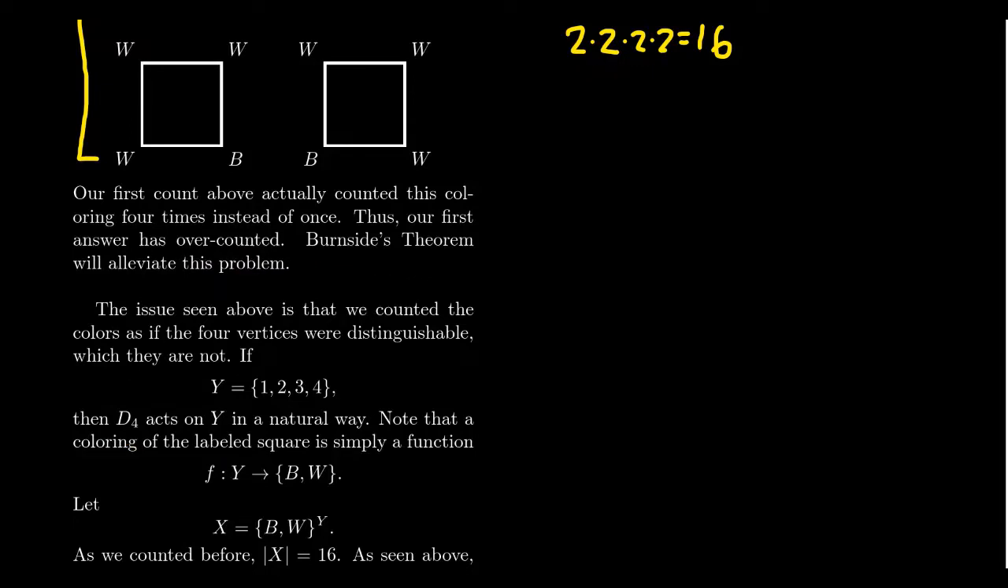Now, D4 does act on the square, but the G-set that we're looking for is not going to be the square. It's going to be colorings of the square. So imagine we have our set Y right here, for which Y is the square. We have 1, 2, 3, 4 as the vertices of the square.